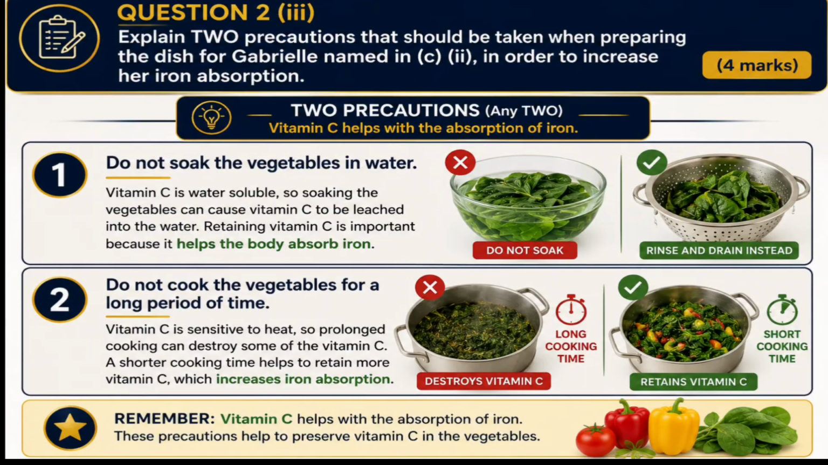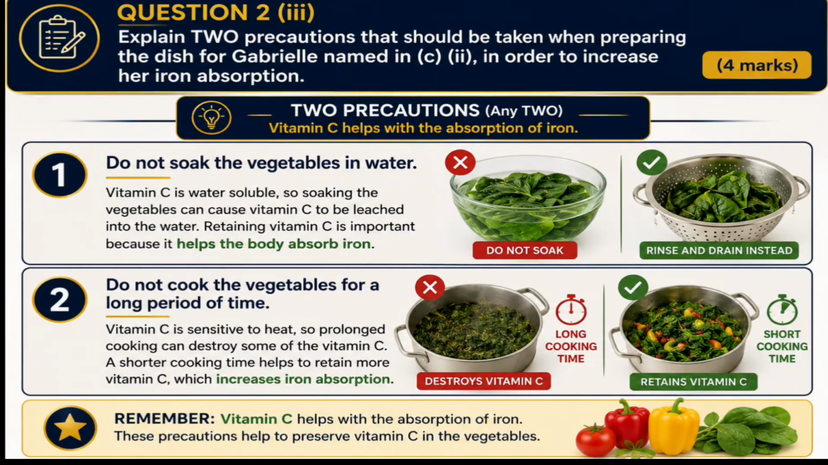So 1, do not soak the vegetables in water, right? Now vitamin C is water soluble. So soaking the vegetables can cause vitamin C to be leached into the water. Retaining vitamin C is important because it helps the body absorb iron, right? So instead of soaking the spinach in the water for a long period of time, it's best to rinse and drain immediately. All right. Another precaution is do not cook the vegetables for a long period of time.